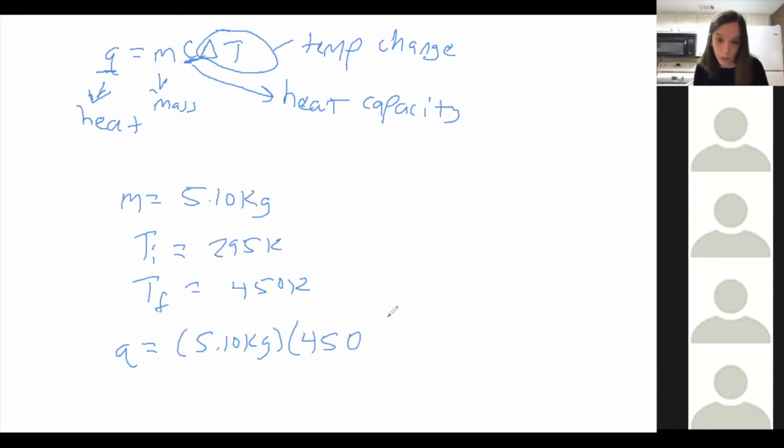And the units are joules over kilograms times Kelvin. And so C would tell you the units you have to have everything in. You have to have it in kilograms and Kelvin for things to cancel out. So we have kilograms, we also need degrees Kelvin. Delta T is T final minus T initial. So we do 450 minus 295.